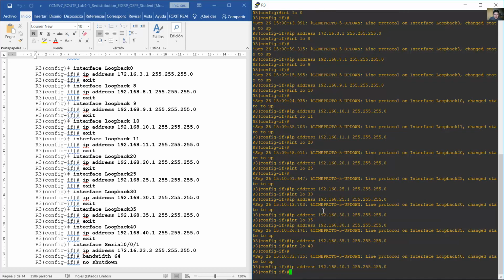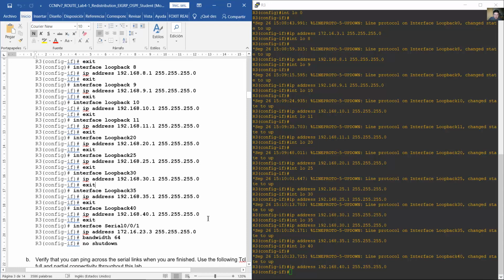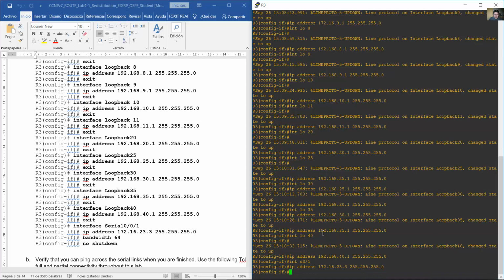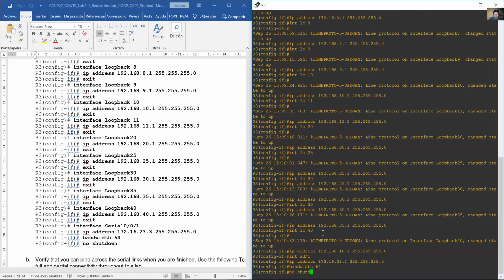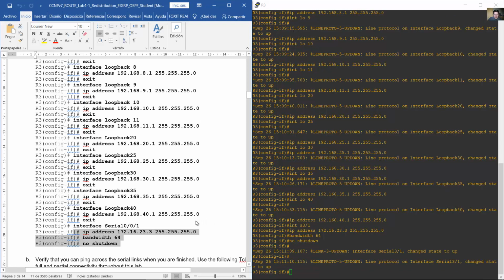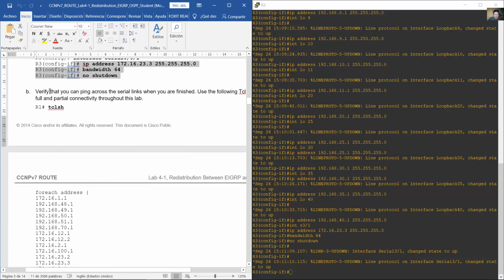And serial 0/1, in my case serial 3/1, serial 3/1 IP address, subnet mask 24, the bandwidth, no shutdown. Then verify you can ping across the serial links when you are finished.